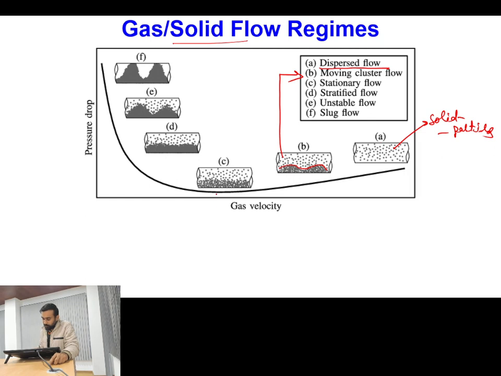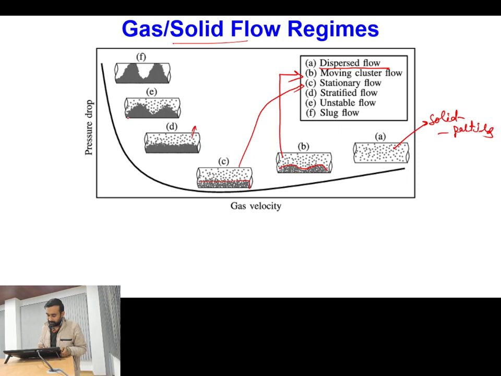Then the third point is, a further decrease in gas velocity will lead to a stationary bed. So this is stationary flow. Then a further decrease will leave very few particles at the top, and the majority of the particles are settled at the bottom. At the bottom you will find almost a complete solid bed. So that is called stratified flow.